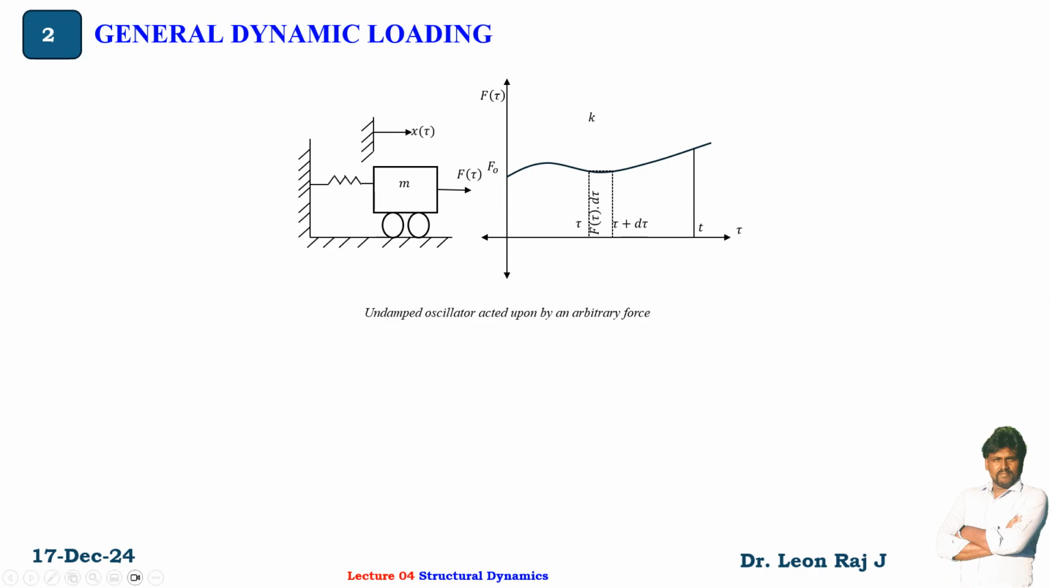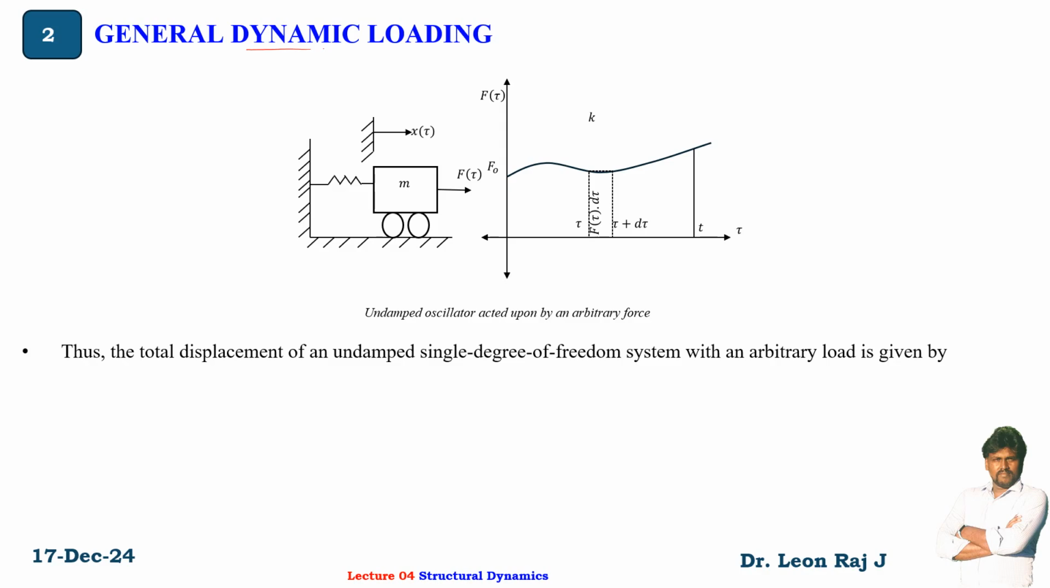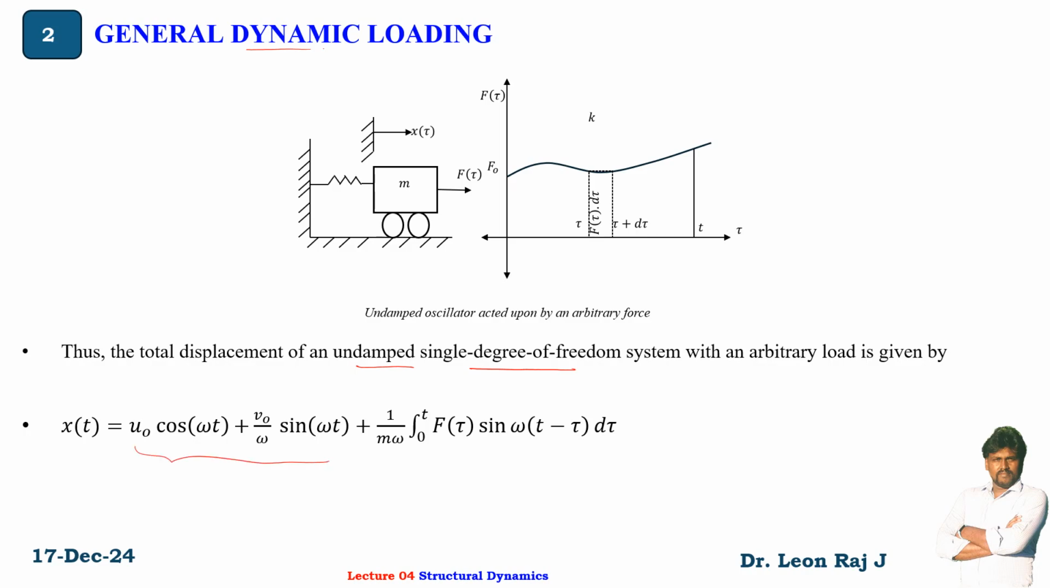Of course, in the last lecture, we have seen what Duhamel's integral is and how the limits are arrived at. And for general dynamic loading, how the response looks for a single degree of freedom, undamped, forced system. So undamped and single degree of freedom system. The response x of t equals u0 cos omega t plus v0 by omega sin omega t plus 1 by m omega, integral 0 to t, f of tau sin omega (t minus tau) d tau. This is free vibration response.